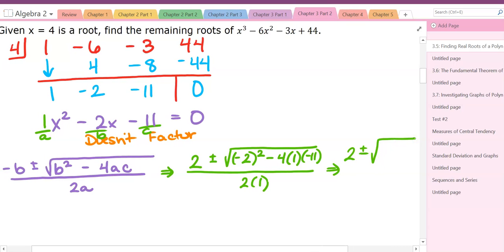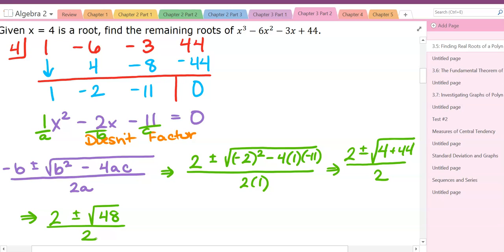All right, negative 2 squared is going to be positive. Anytime, remember, if you square something, whether it's positive or negative, it always comes out as a positive number. So 4. And then we have negative 4 times 1 times negative 11. That's going to be positive 44. And this is all over a 2. So now I have underneath the square root of 48, all over 2.